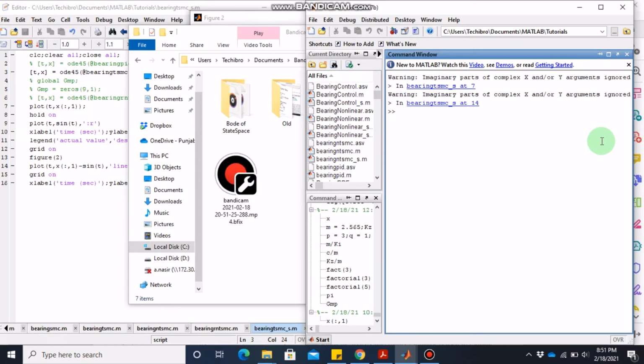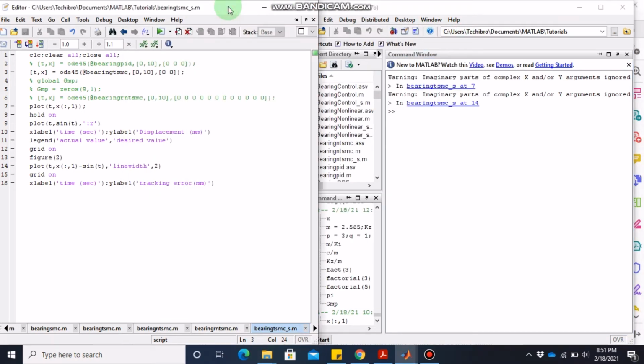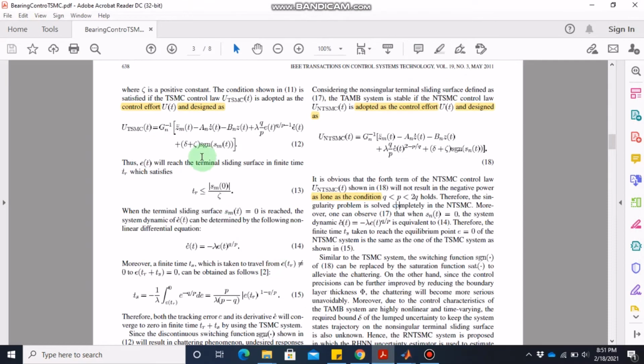So next we go to the next controller. Now we have discussed this terminal sliding mode control. Next is the non-singular terminal sliding mode control.